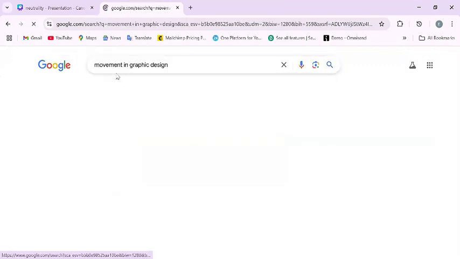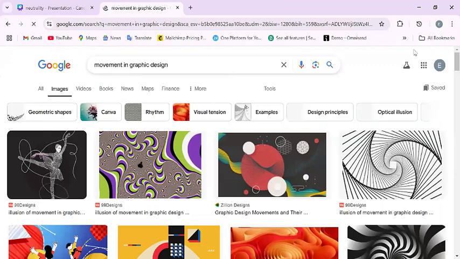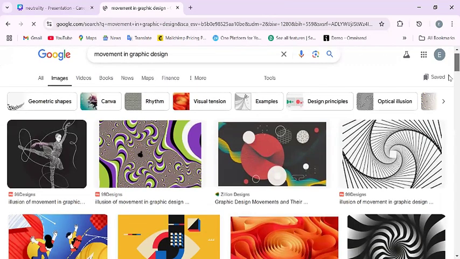Movement in graphic design. This Google, sometimes I used to think they are watching what I'm doing because they just suggest the thing that you are finding.